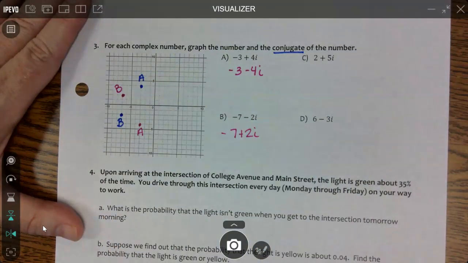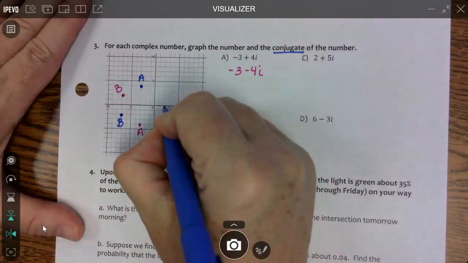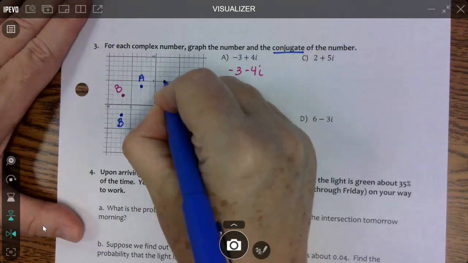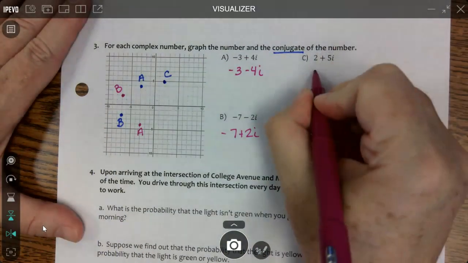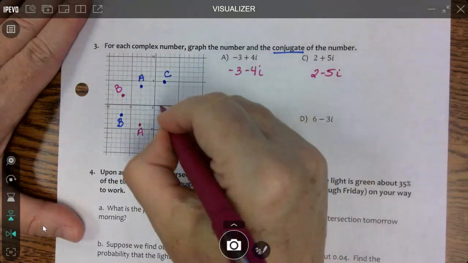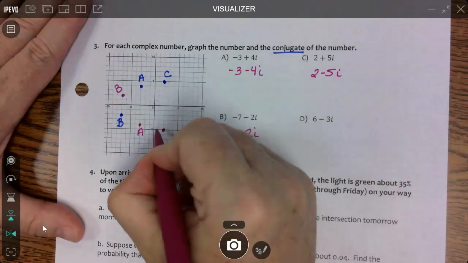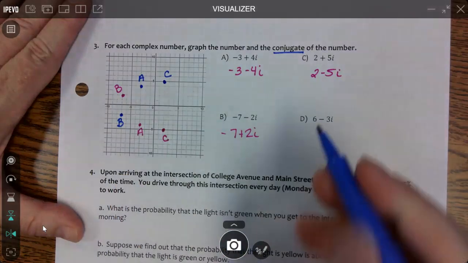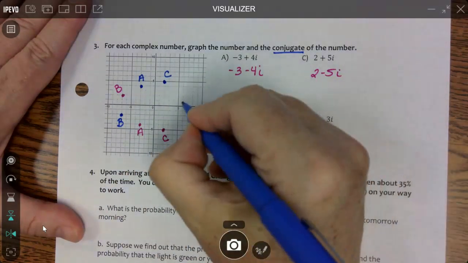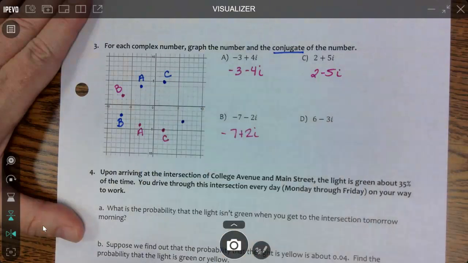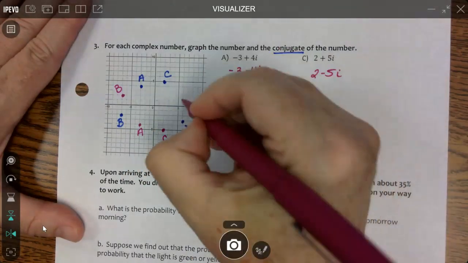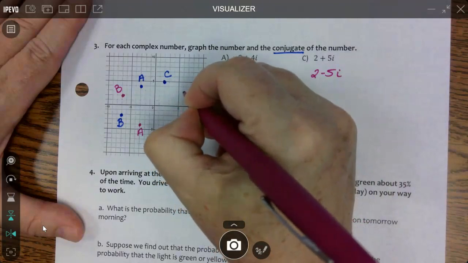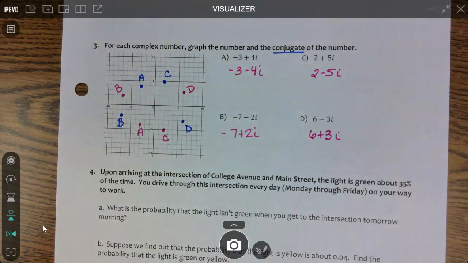Okay. And like I said, a lot of y'all did very well. But the problem is you didn't read the word conjugate. So you've got to be very careful on this one. Okay, so 2 minus 5i, so 2 minus 5i, and then 6 and negative 3, 1, 2, 3, that's your D, and then 6 plus 3i, so 6, 1, 2, 3. Okay, so just be careful.